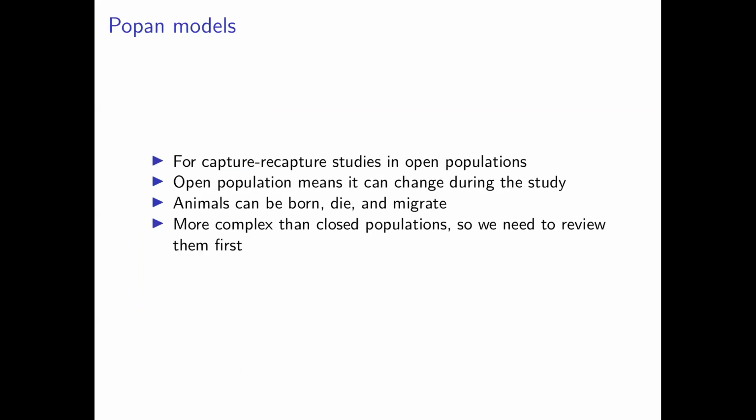Okay, so Popan models are models for capture-recapture studies in open populations. An open population means that it can change during the study. So animals can be born and die and migrate. So it's quite a lot more complex than closed populations. So what I want to do in this first section is review closed populations and try to get really clear and solid about how capture-recapture works for closed populations.